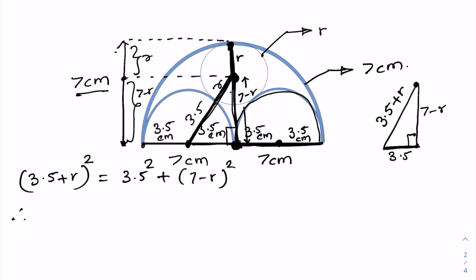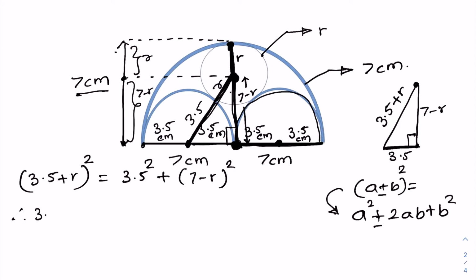So what do we get? We just expand a plus b, right? So we know that a plus b the whole square equal to a square plus 2ab plus b square. And if we have minus here, a minus b the whole square, then what do we get? A square minus 2ab plus b square. So this is just a standard expansion of a square term, right? So what do we get here?